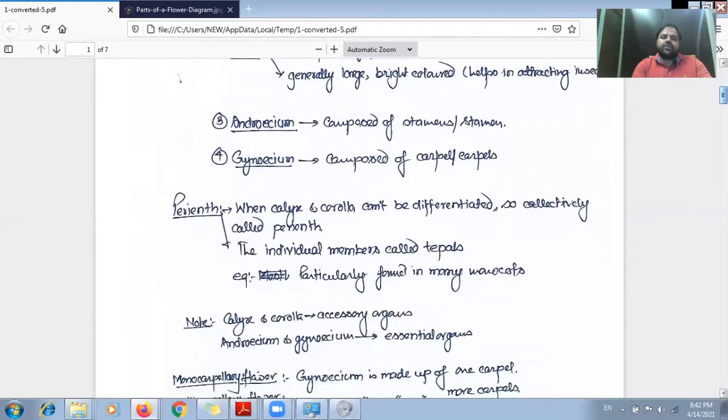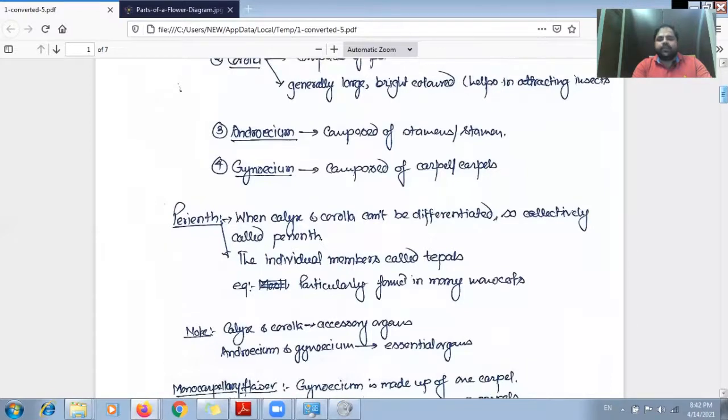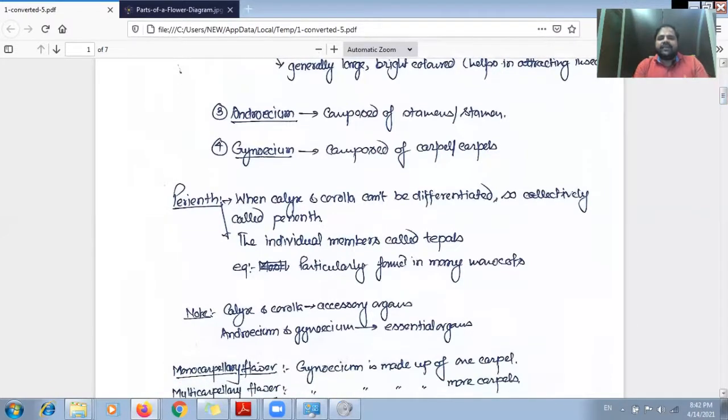Now one term comes which is called perianth. This perianth is the term used when the calyx and corolla cannot be differentiated. Means we cannot differentiate between calyx and corolla, as their structures are more or less similar to each other. So collectively, calyx and corolla are called perianth, and generally it is found in some monocot plants, and the individual member of the perianth is called a tepal.